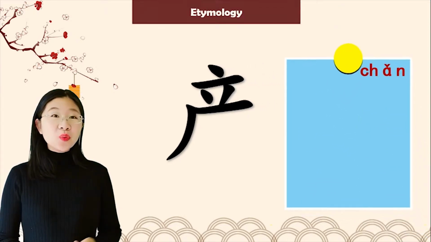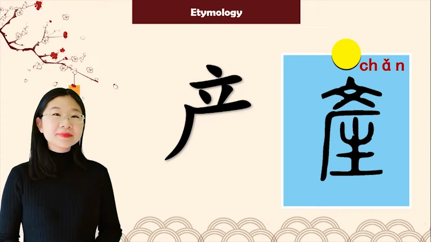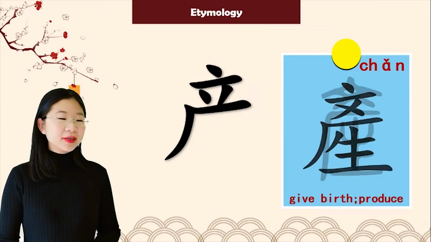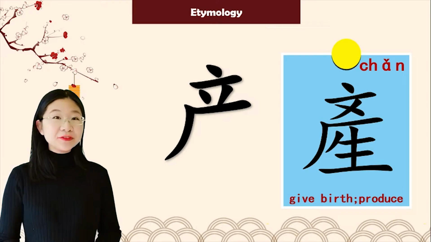Now let's see, what's this character originally like? It's like this. And now, the traditional character is like this. Pay attention, it's different from the simplified character. And it means give birth, produce.